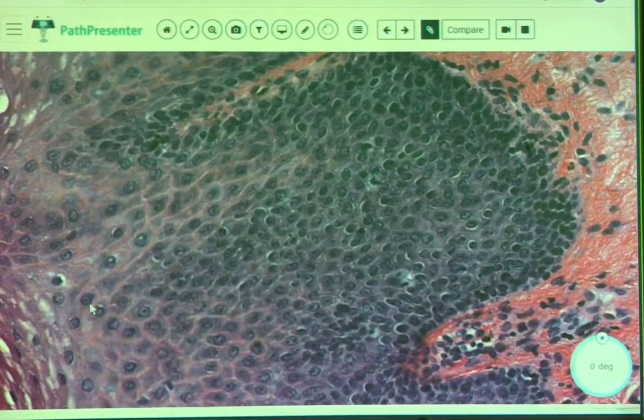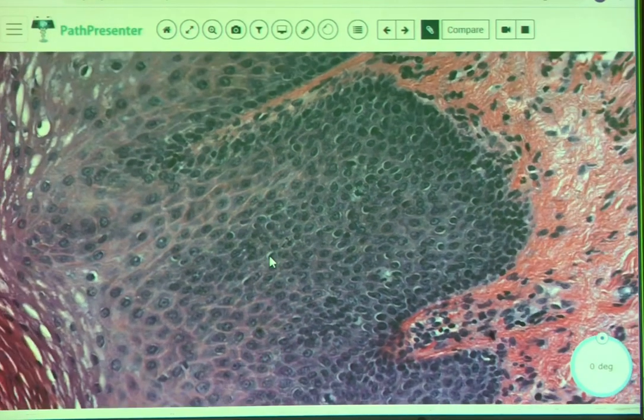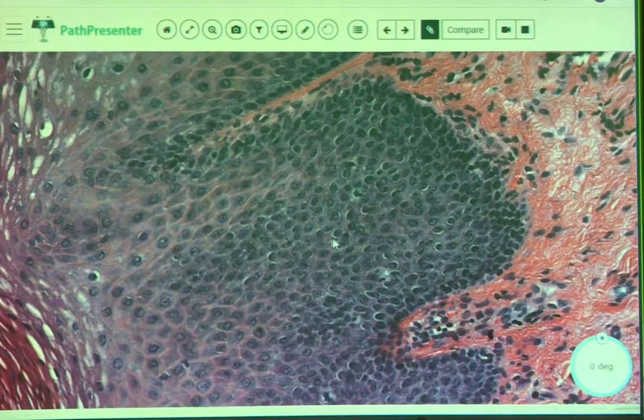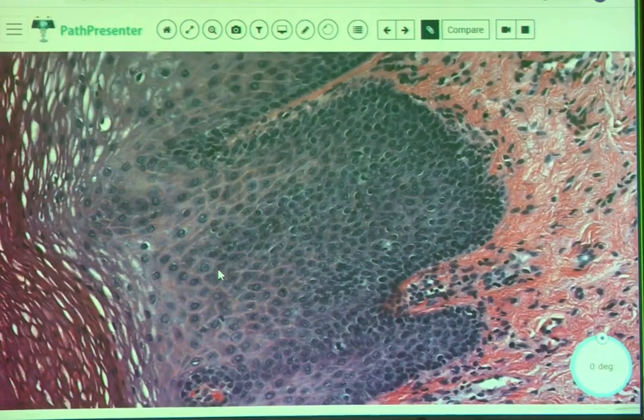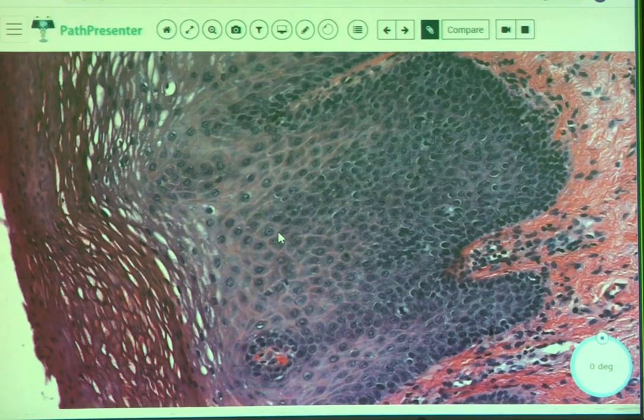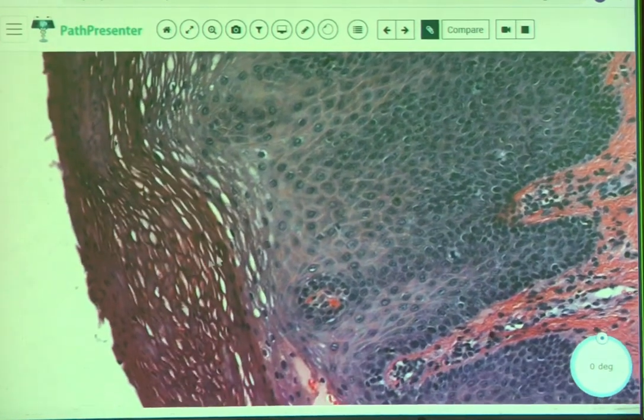Mm-hmm. So there's no sign of any atypia? Well, having this much of the basal layer pulled up, that's atypical. But yeah, we don't have weird mitotic figures or anything like that. What do you think about the keratin layer, the superficial layer?